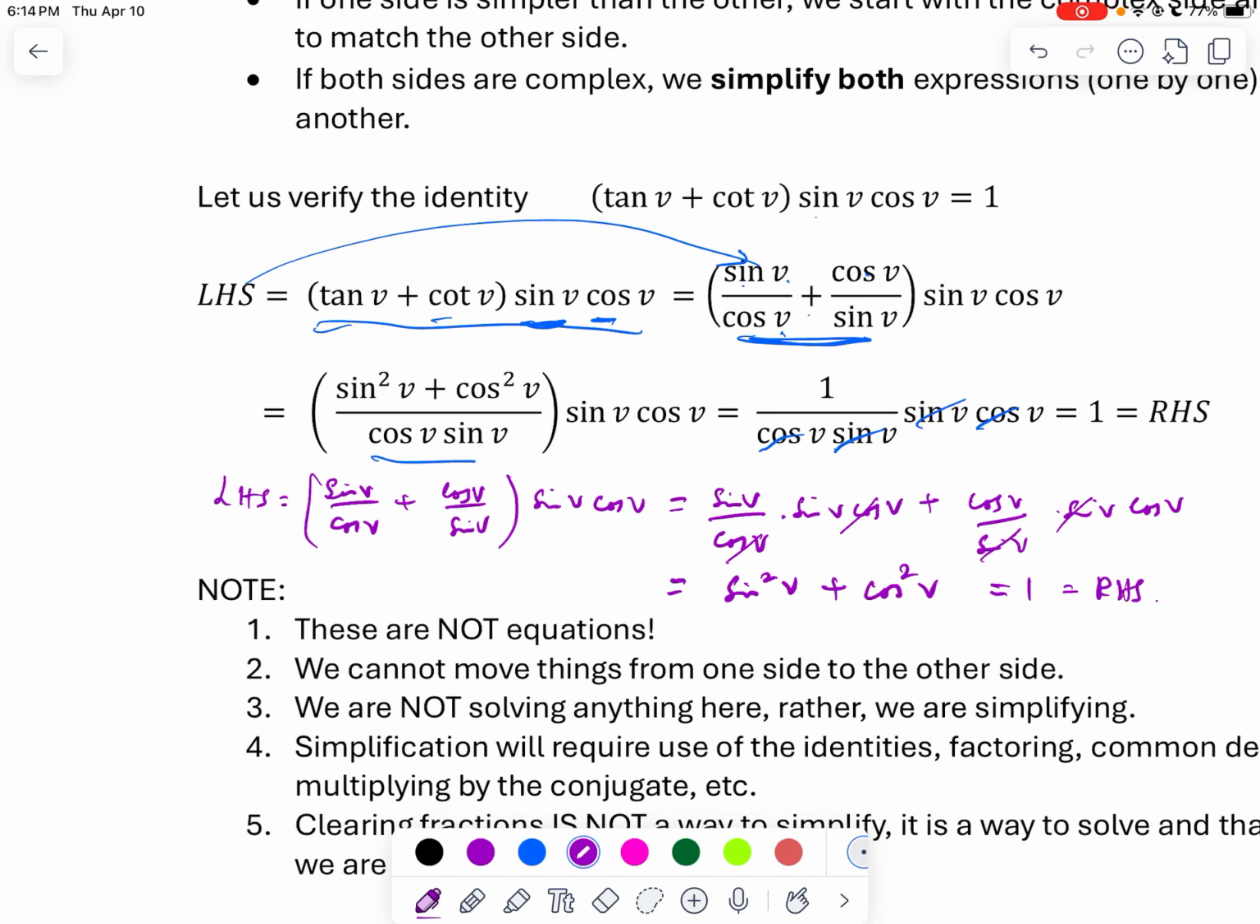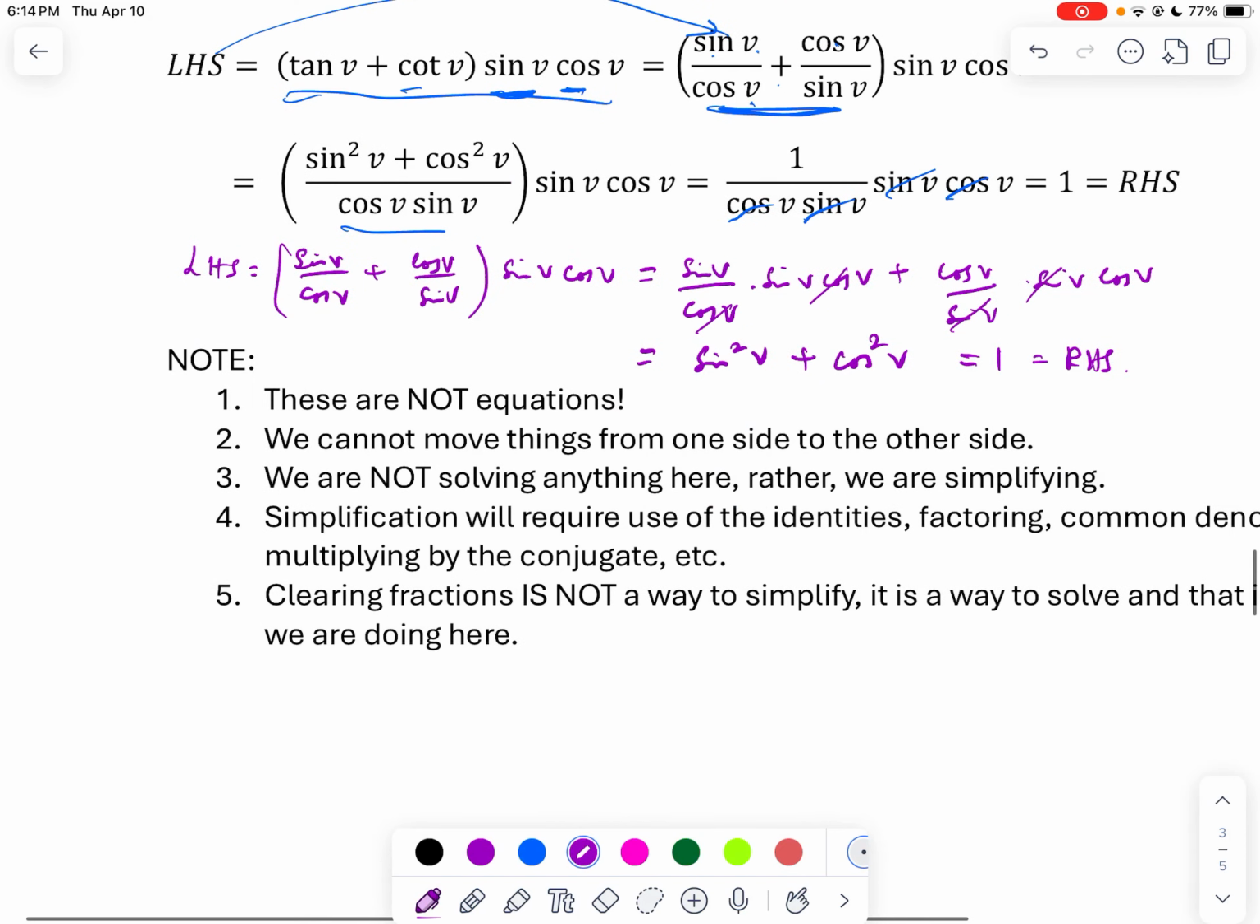So note again here, these are not equations. We cannot move things from one side to the other side because we are not solving anything here. Rather, we are basically simplifying. And simplification will require the use of identities, factoring, common denominator, multiplying by the conjugate, etc. All the things that we do in algebra. And clearing fractions is not a way to simplify.